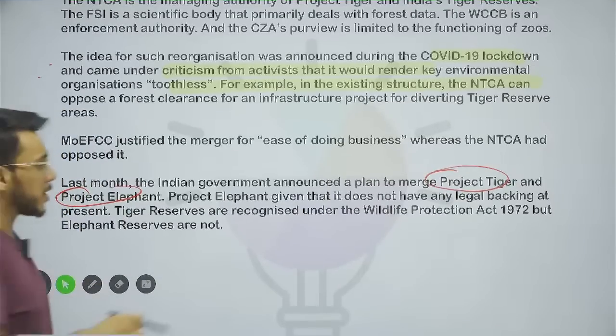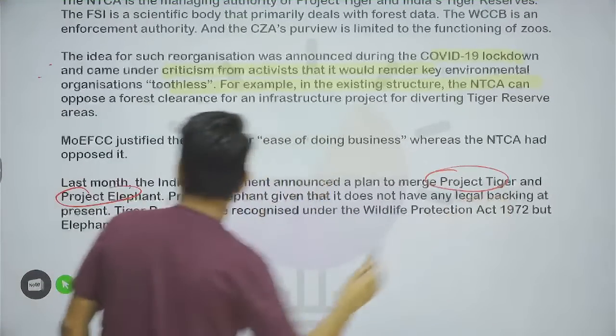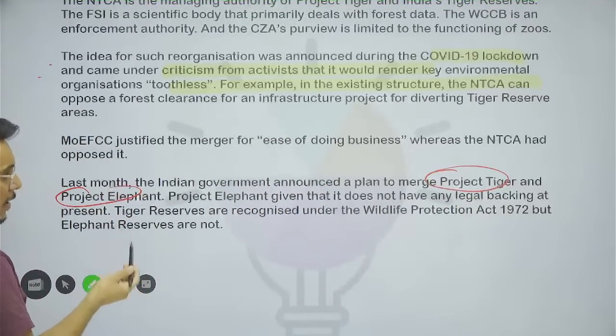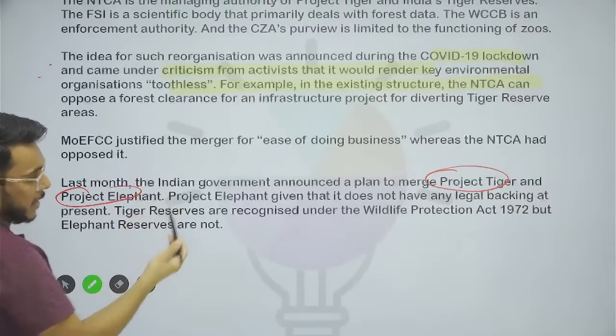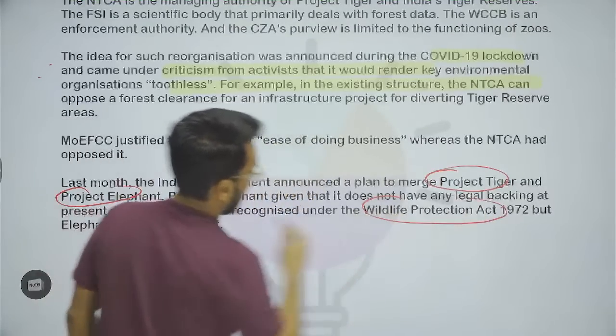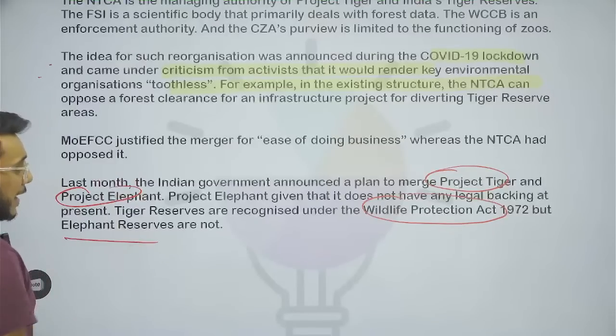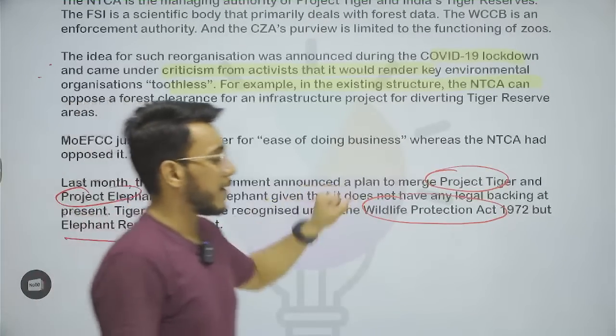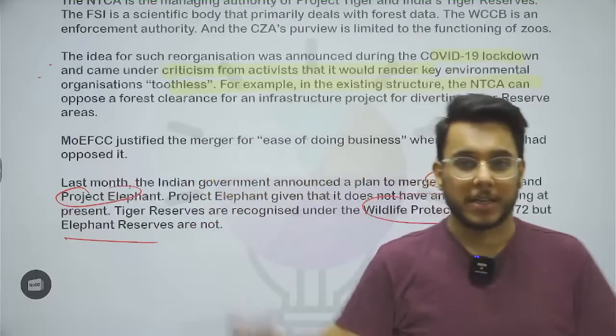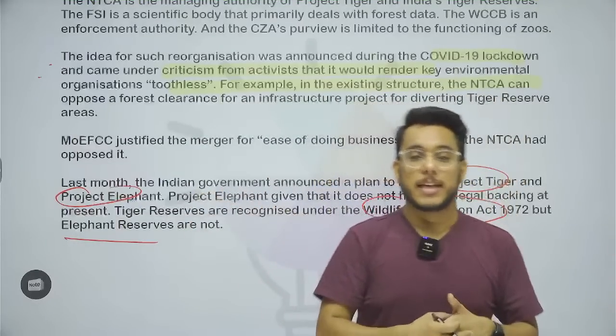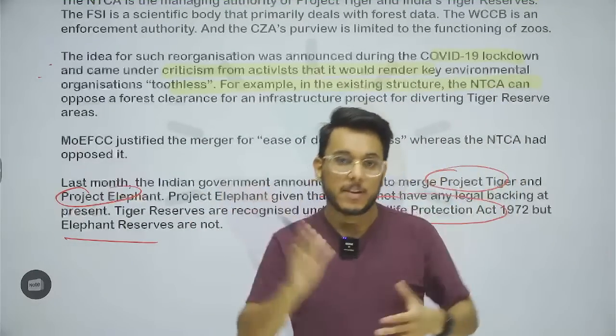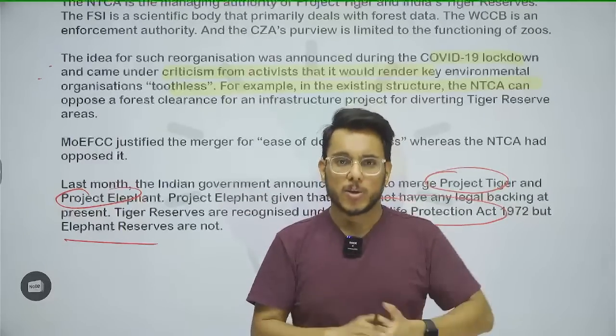For example, Project Elephant does not have any legal backing, but Project Tiger is recognized under the Wildlife Protection Act of 1972. Fine. Tiger reserves are protected under the Wildlife Protection Act. Elephant reserves are not protected. How are you merging these two schemes, which have very different legal designs? But that also has been proposed.